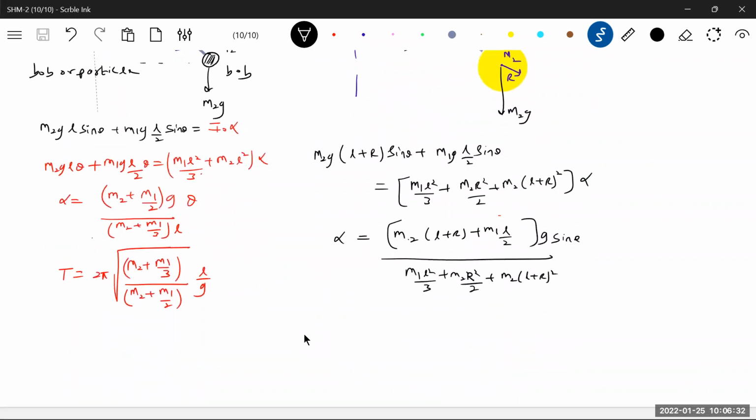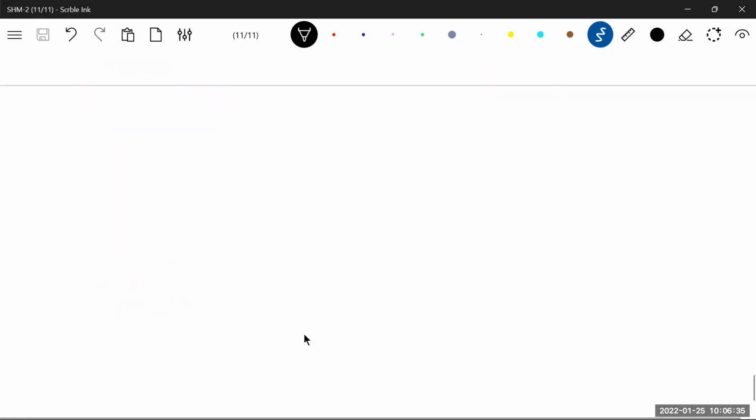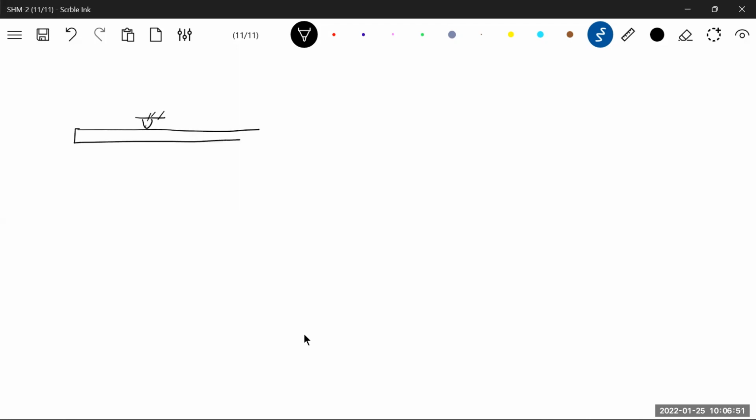What happens if the pendulum is suspended about center of mass itself? What conditions will arise? If the compound pendulum, this one, is suspended about center of mass itself, I'm suspending it about center of mass. Then, what will be the time period of oscillations? Where is the point of suspension? Exactly at the center of mass.